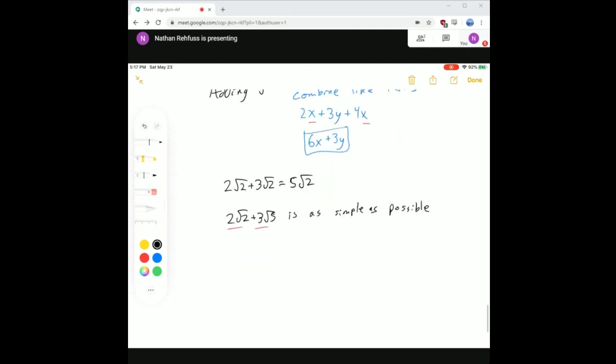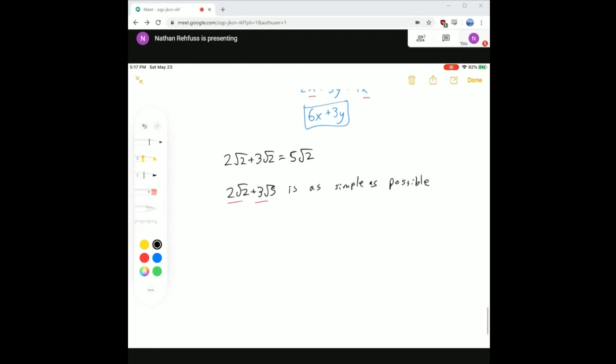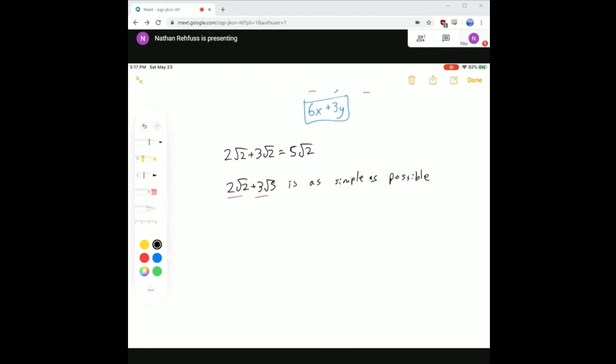Now, there's a wrinkle. It couldn't just be as easy as combining like terms, right? What if I asked for root 2 plus root 18? My first instinct is to say, it's as simple as possible, right? So those are two different radicals. Not like terms, can't combine. But 18 is not simplified. 2 and 5 are both simplified.